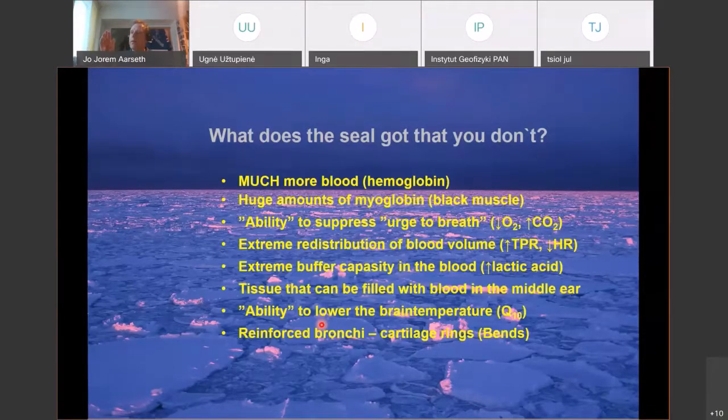But this is avoided in the seal because it doesn't breathe, so it doesn't get more nitrogen gas than is already there. But in the pipes going to the lungs, there is a lot of air which could be pressed down into the lungs and into the blood. But these bronchi in the seal are so reinforced that this doesn't happen.